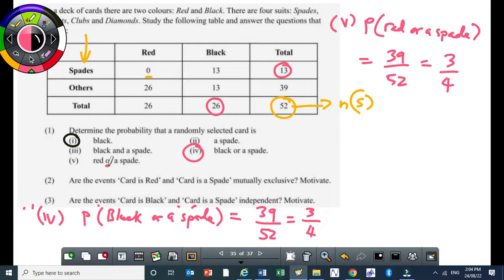It makes lots of sense. Right? So we have got 26 that are black. The spades are also black, so if I took 39 like what I did, I would have counted them twice. Okay. Let's fix that. It makes sense. So that's number 4.